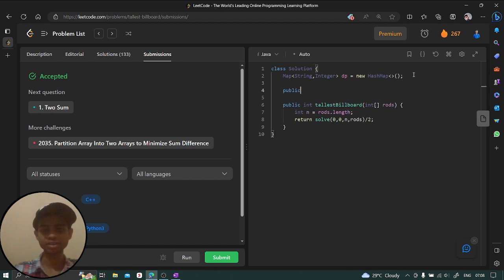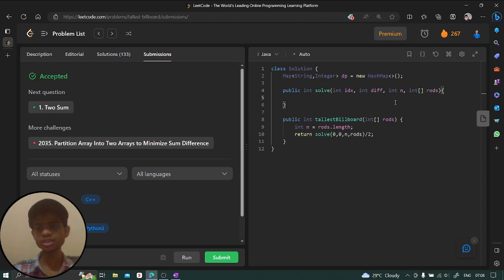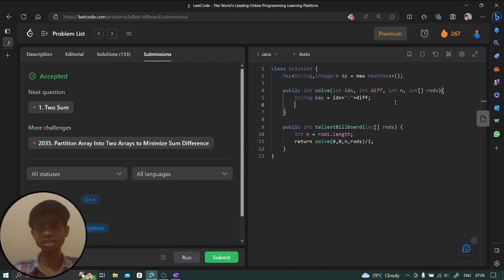Now here just define one function, public int sol. This function is going to take first of all an index, then int difference, then int length, then we are going to say int rows, right? Once this is done, first of all let's create a key. As we are using a key, string key is going to be nothing but index plus difference, and this is going to be always a unique key for each index and difference, right?